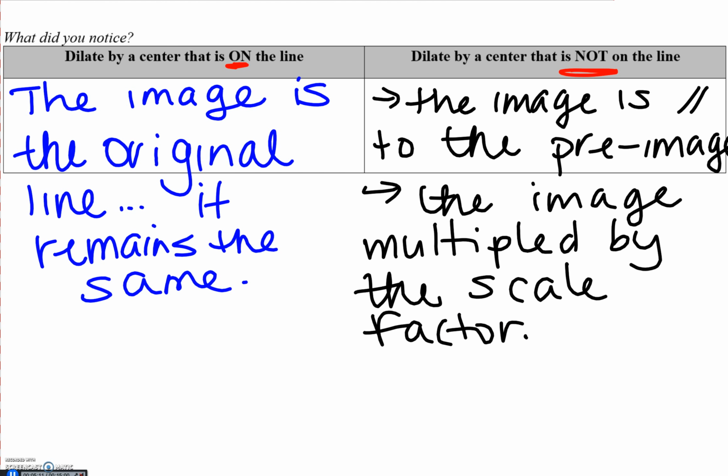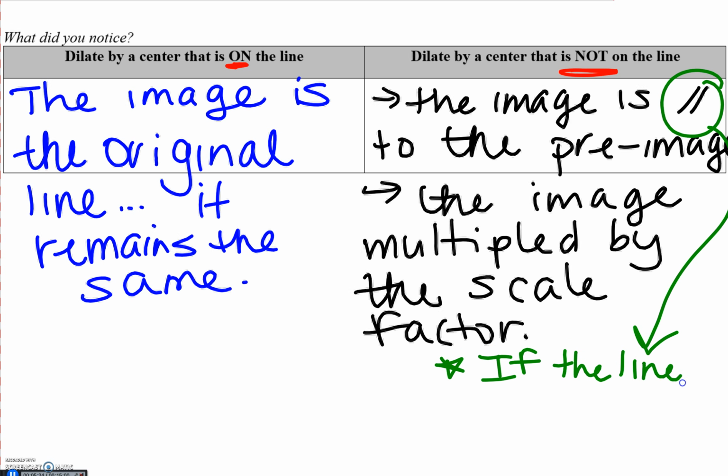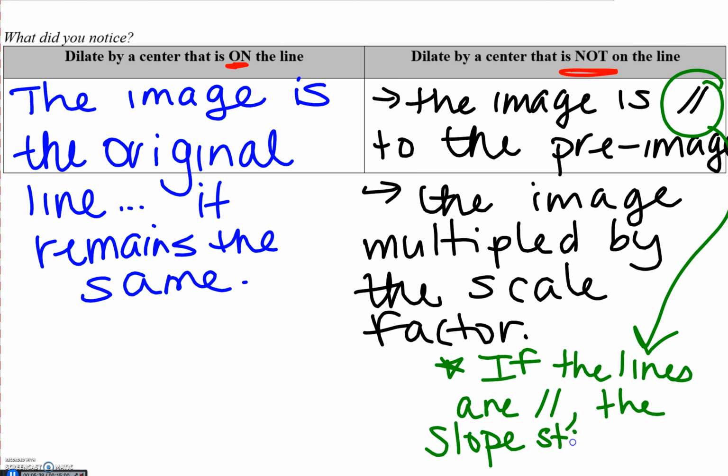And I want you to think about parallel in regards to slope. So please write this down. It's important. If the lines are parallel, the slope stays the same. Remember that dilations preserve parallelism. So let's move on to the back page of the worksheet.